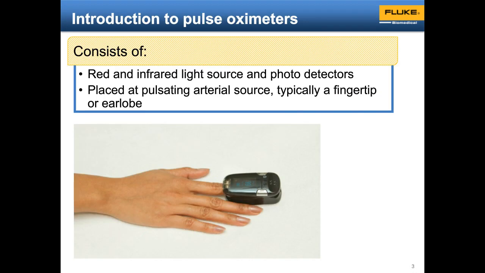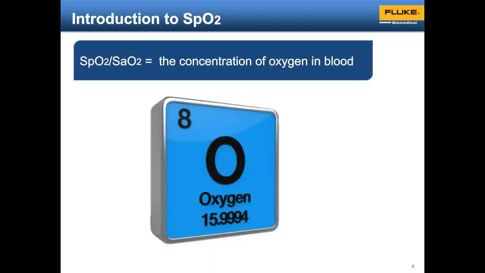Overall, an Sp02 sensor consists of a red and infrared light source and photodetectors placed at a pulsating arterial source, typically a fingertip or an earlobe. We've all seen these. They're very prevalent in the clinical atmosphere. Sp02 and SaO2 equals the concentration of oxygen in the blood. That's what we're trying to measure.